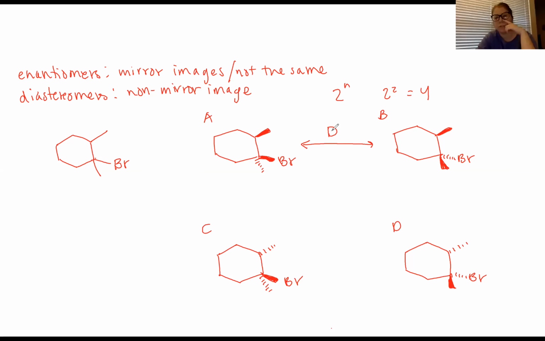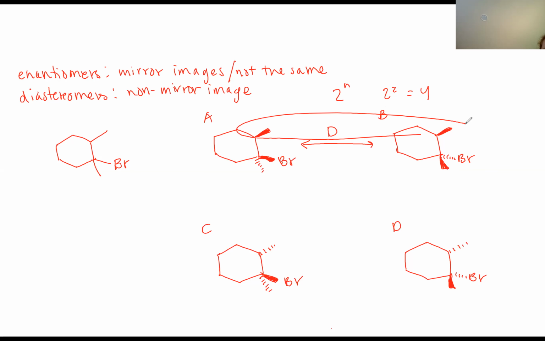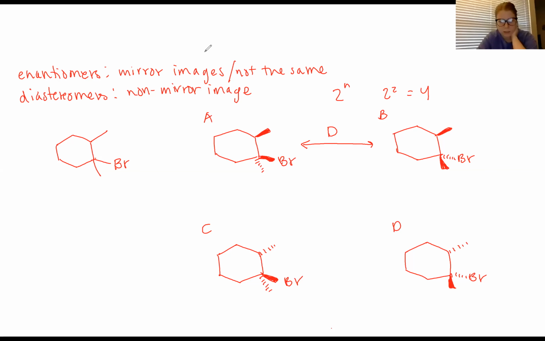Only the bottom 2 change, not the top methyl. Right, so we kept the top methyl group in the same position and we flipped this stereocenter only. So that makes these diastereomers. Okay, what's the relationship between A and C? They're also diastereomers. Right, for the same reason, because the bottom chiral center is the same, but the top one changed.